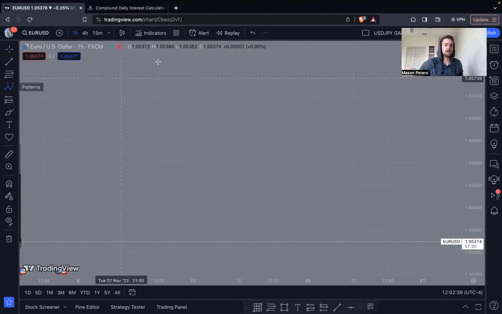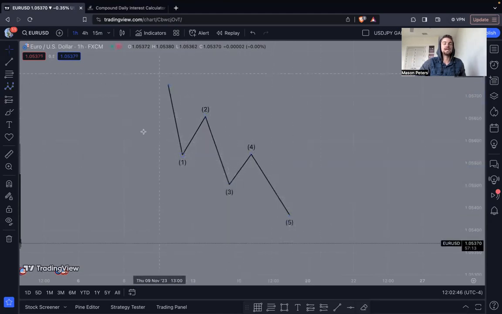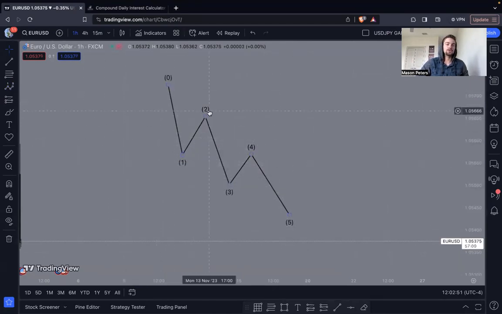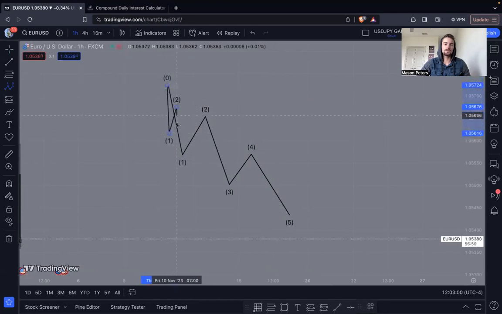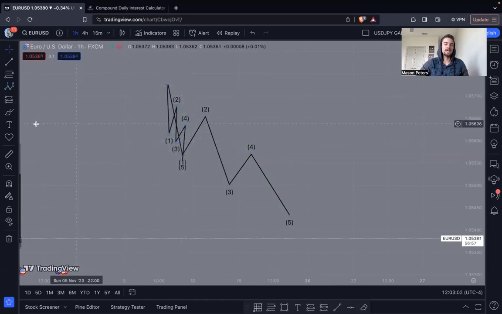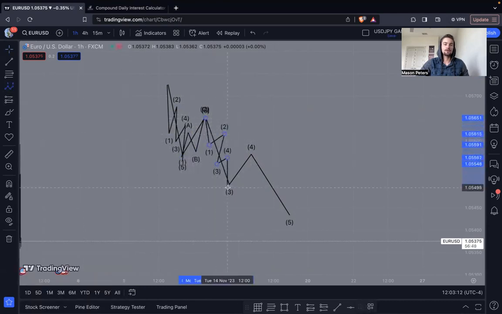Now let's look at the downward direction of an impulse wave. We have a 1, a 2, a 3, a 4, and a 5. This is your downward direction Elliott wave pattern, where you have your 1 leg down, your 2 wave correction, 3 wave down, 4 wave correction, 5 wave down. And like I said, same thing. You have your patterns within patterns, your 1, 2, 3, 4, 5, your ABC correction, ABC correction, and then your continuation Elliott wave 1, 2, 3, 4, and 5.